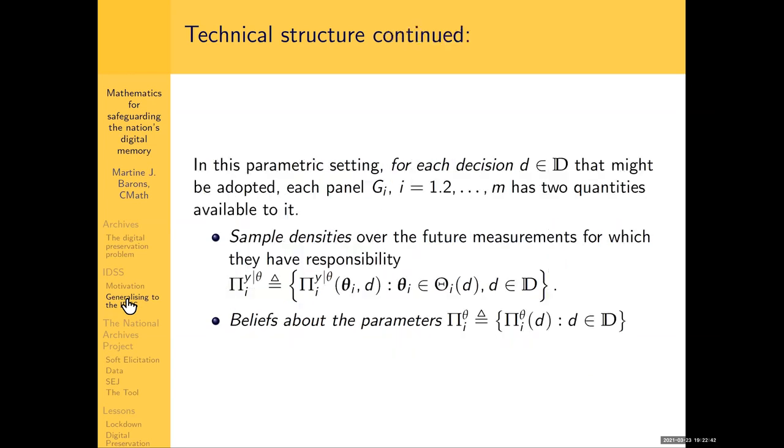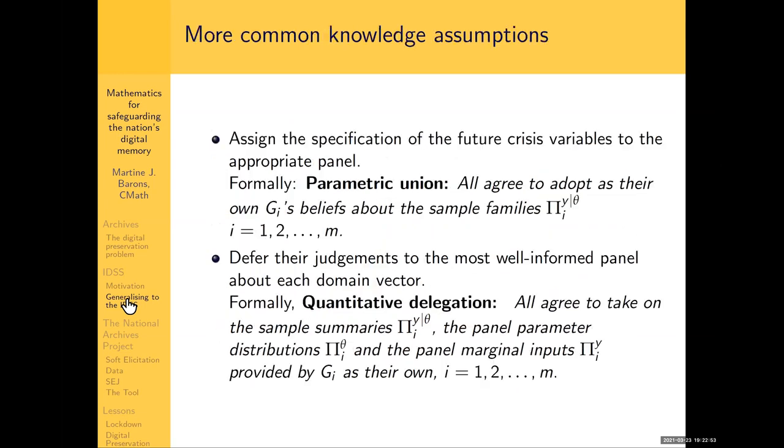So each panel has two sorts of quantities available to it: sample summaries about the future under various decisions, and beliefs about the parameters, and they donate those to the decision support system. As an individual, I have expertise in one area, but I don't have expertise in weather. So the idea of the parametric union is that the sample families for the weather I will delegate to whatever the Met Office tells me they should be, and conditional on what the weather is, I then provide my summaries. So I defer both the parameters and the quantities to the most appropriate panel.